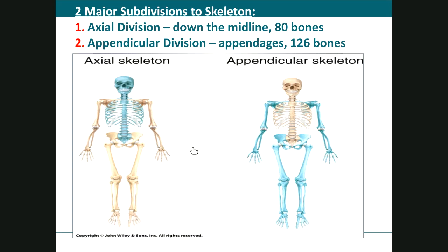There are two major subdivisions of the skeletal system. There's the axial skeleton, which includes 80 bones. It'll include the skull bone, the facial bones, the vertebra, sacrum, and coccyx, and it also includes the ribs and the thoracic cavity. The appendicular division contains 126 bones. It'll include the clavicle, the scapula, upper limb bones, the pelvic bones, and the lower limb bones.